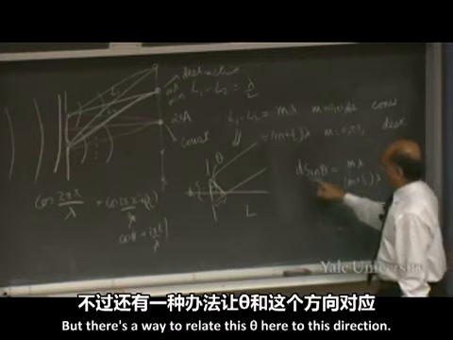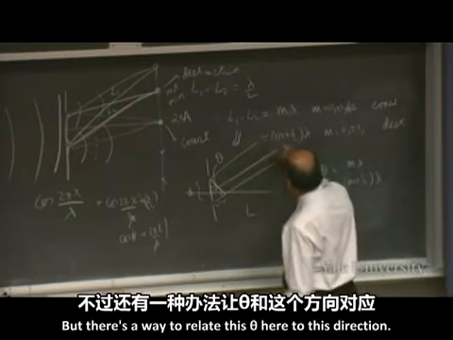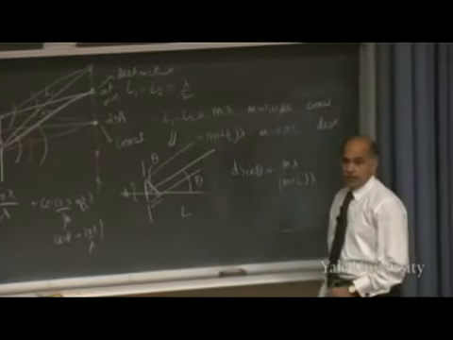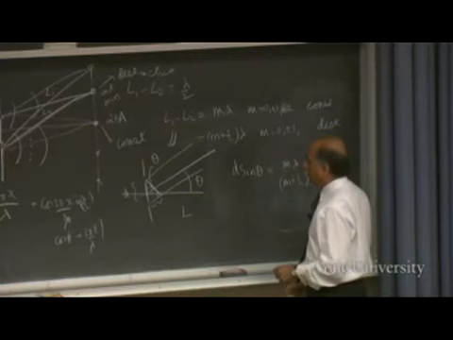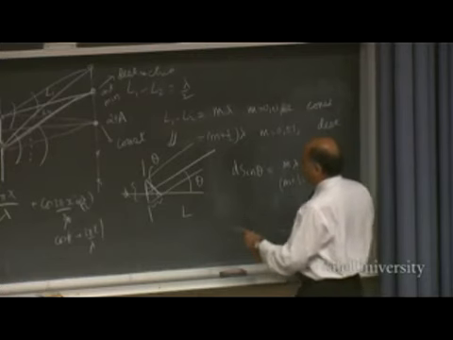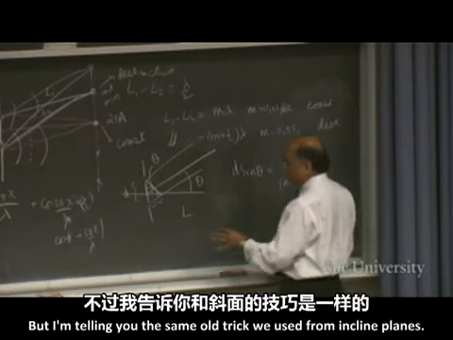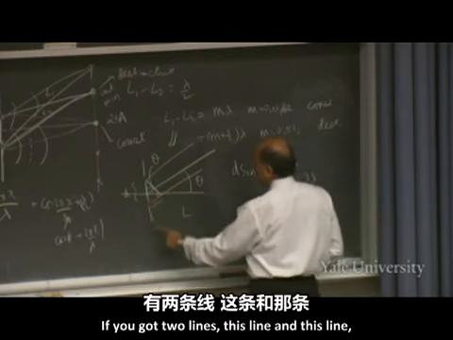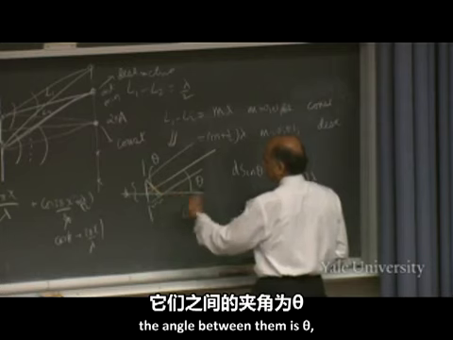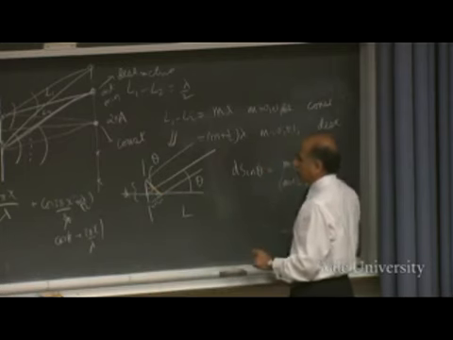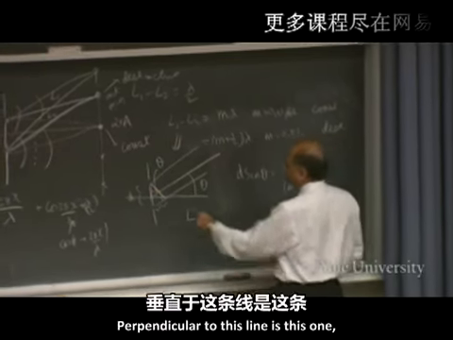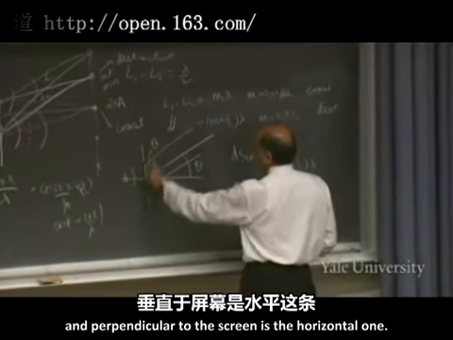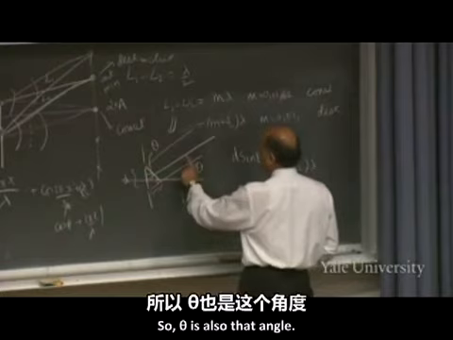But there's a way to relate this theta here to this direction. They are the same angle. You may want to go look at your book where the graphics are better than mine. But I'm telling you the same old trick we use from inclined planes. If you got two lines, this line and this line, the angle between them is theta, then the perpendiculars to the two lines have the same angle between them. Perpendicular to this line is this one, and the perpendicular to the screen is the horizontal one. So theta is also that angle.